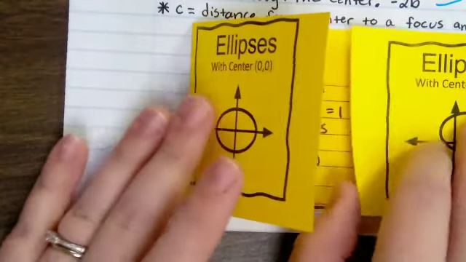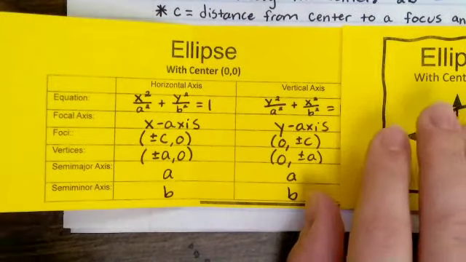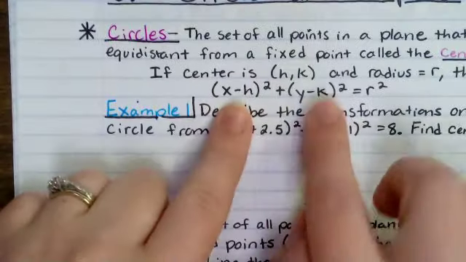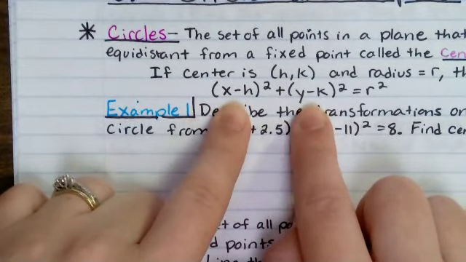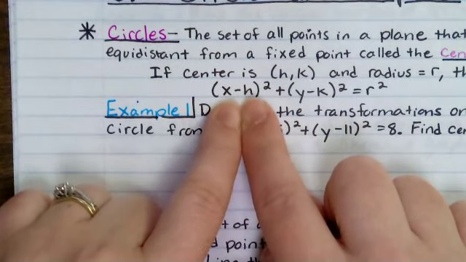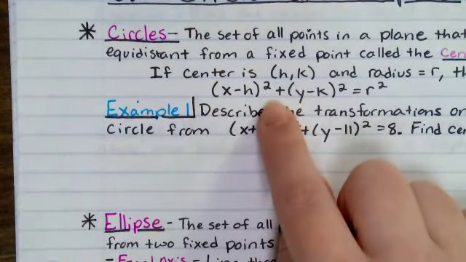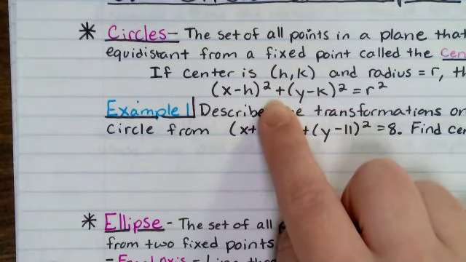But what if the center is not at 0, 0? If the center is not at 0, 0 and it's at that h, k, I want you to remember what we had with circles, because this is going to be a similar structure. You're still going to have x minus h all squared, and y minus k all squared, and things are going to be separated with a plus sign. However, we're going to see a fraction in my standard form.